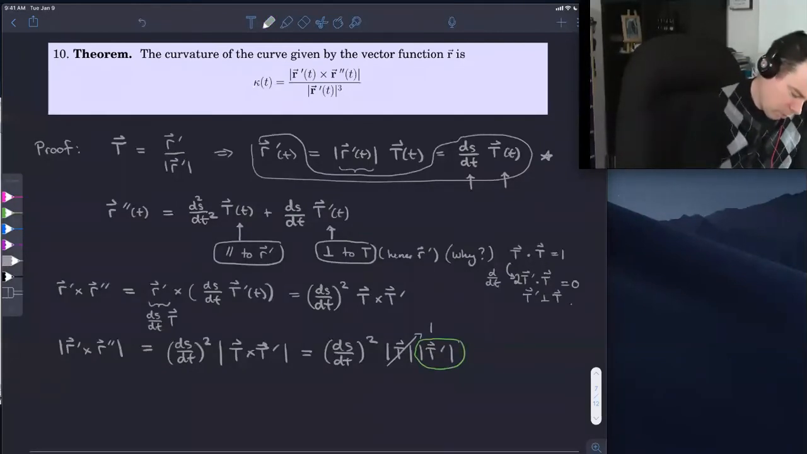One more thing before I do the solve: I notice that ds/dt, that's r prime of t, is just another way of writing the magnitude of r prime of t. So I've got that squared, and I've got this expression here.